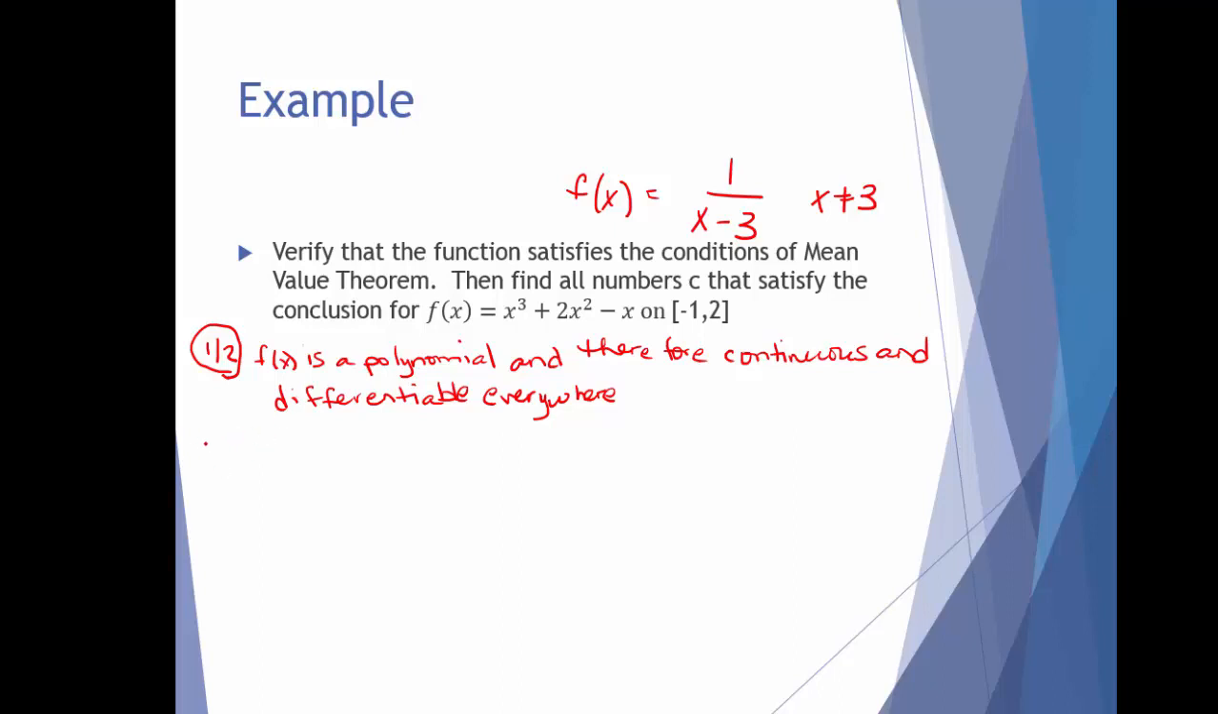So our conclusion then is that the derivative at some number c, and again remember f prime of c is pretty much the same thing as the derivative of f at x, it's just that we have c everywhere instead of x. So that will be 3c squared plus 4c minus 1. Once we have that, this time you've got to be careful. You're not setting this equal to 0. You've got to set it equal to the slope between the endpoints.